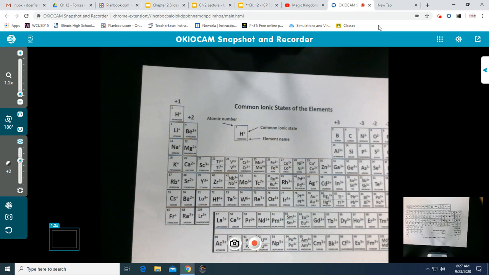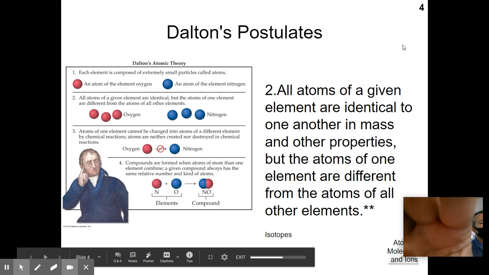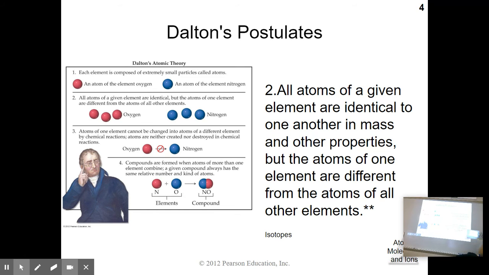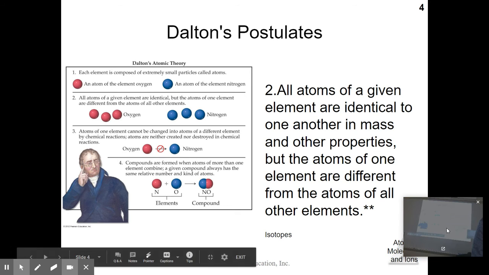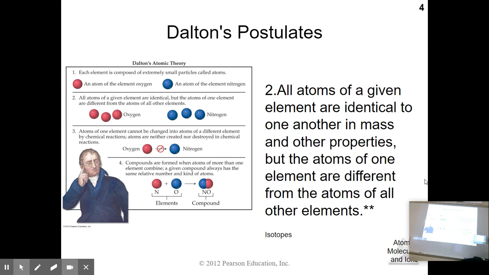But again, going back to isotopes, the reason why we change the number of neutrons instead of electrons or protons is because if we were to change the number of protons, we would change the entire identity of the atom itself. So we don't do that. Anyway, the reason why I have this asterisk here is because each element does have atoms that do vary in mass.